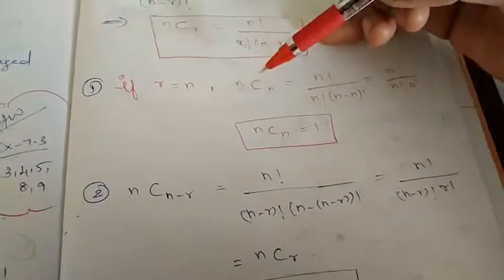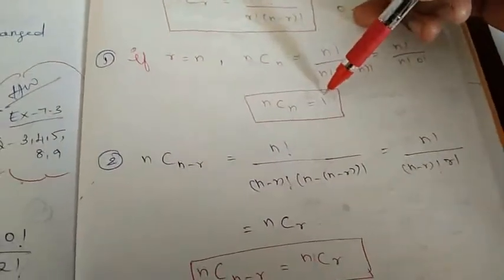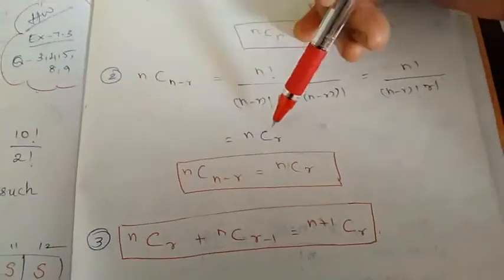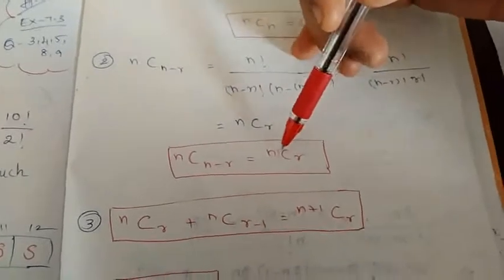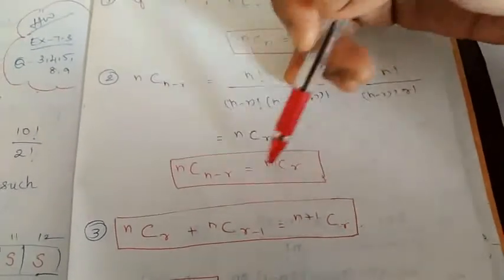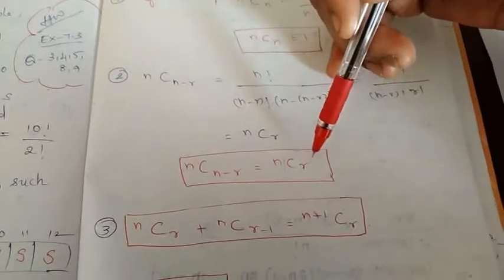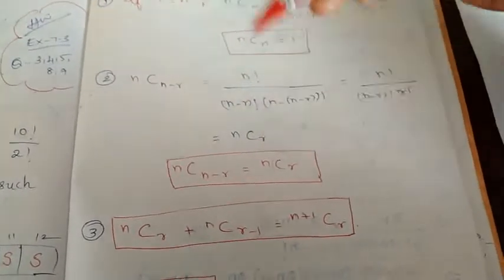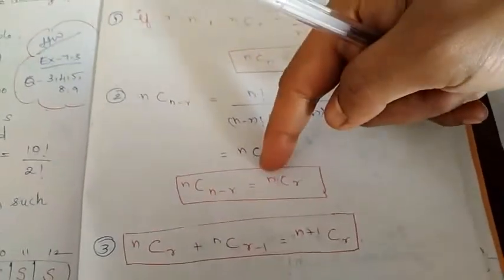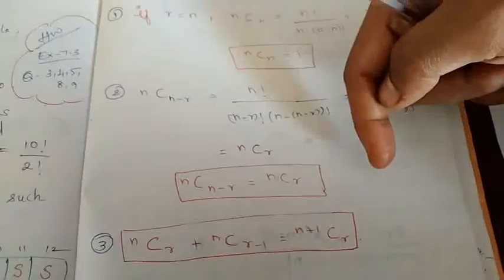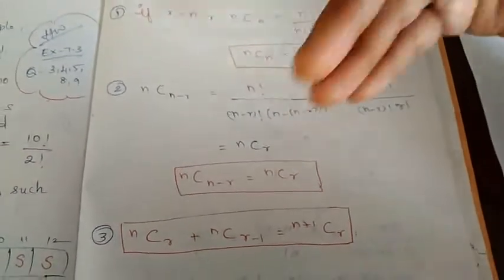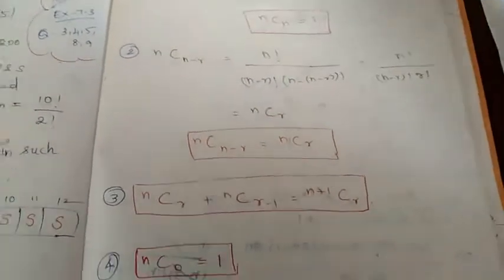If r equal to n, nCn is 1. And similarly, nC(n minus r) is the same as nCr. If we have nCr, it can be written as nC(n minus r). For example, 10C7 can be written as 10C3, that is 10 minus 3, which is 7. If we have bigger numbers, we can go for this nC(n minus r).